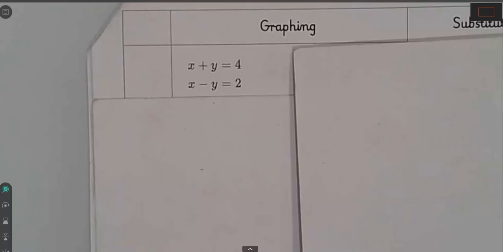Oh, negative. Wait, divide by 2 on both sides. Divide by negative 1 on both sides. Okay, negative 1. Oh, this one was the second one. I went down. Subtract 4 from both sides. Start at 4.